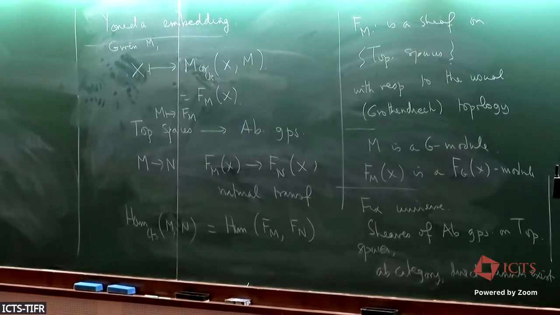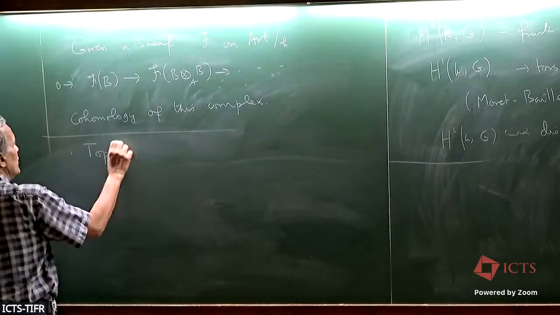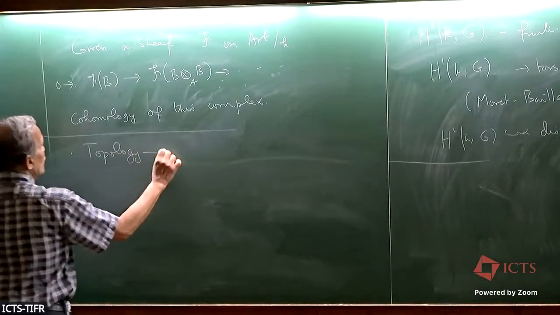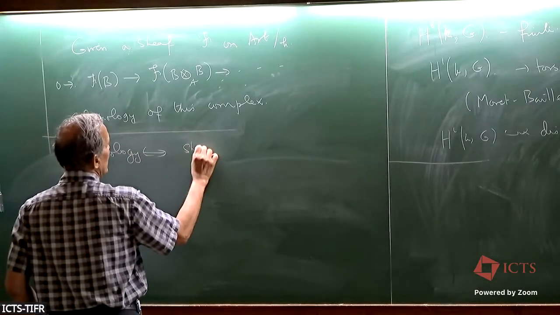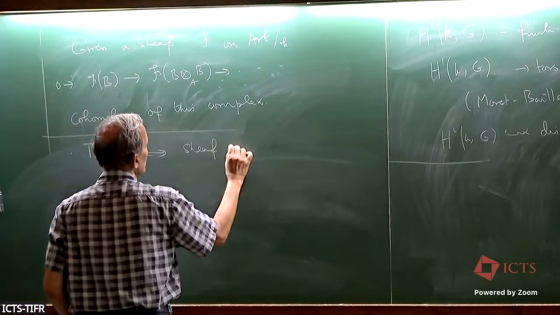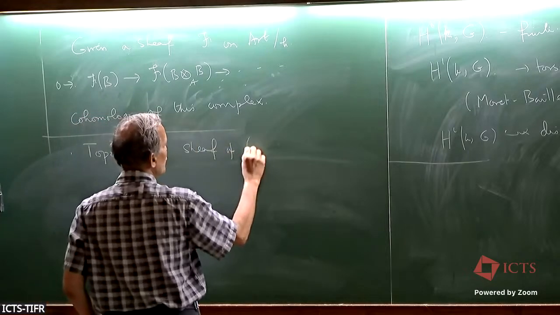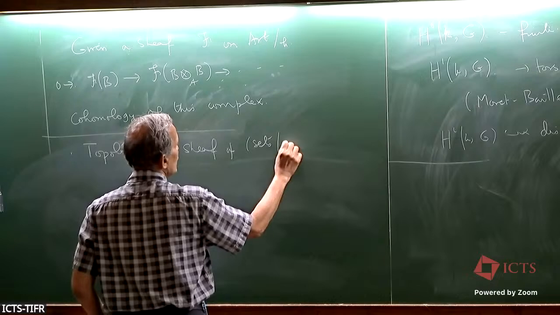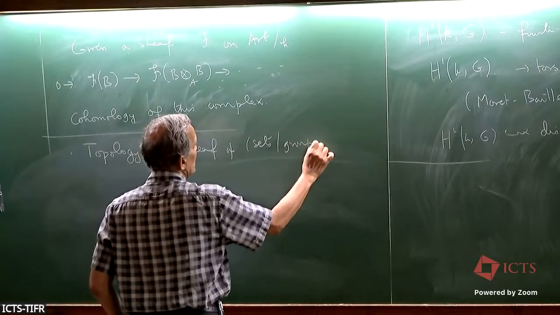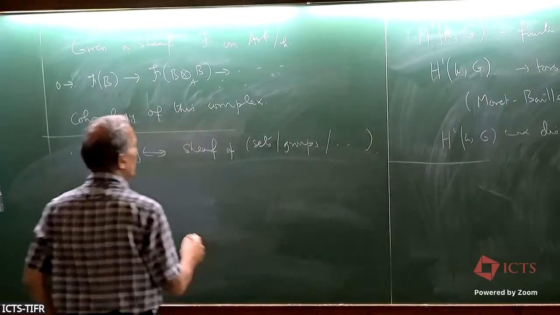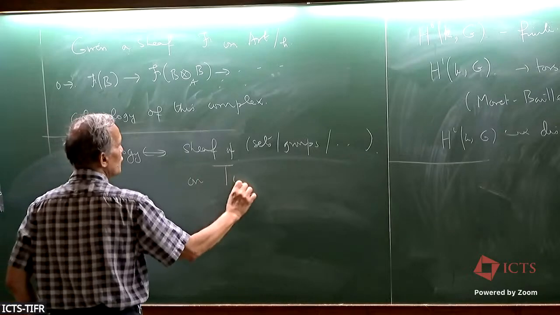In some sense, to say something is topological is to give a sheaf. So what I'm saying is, to say something is topological is to give a sheaf of abelian groups or sheaf of sets or groups, whatever structure you want, on the category of topological spaces.